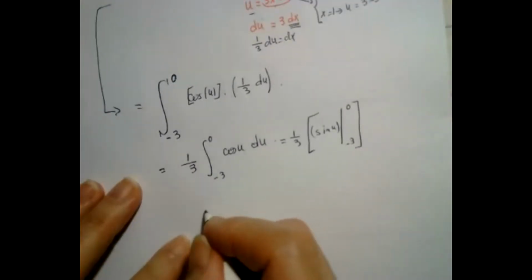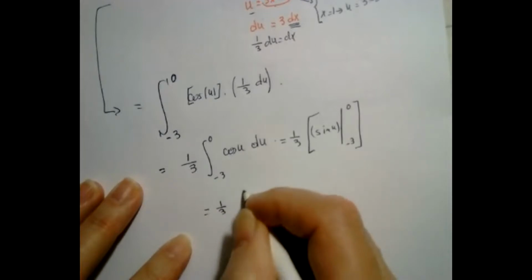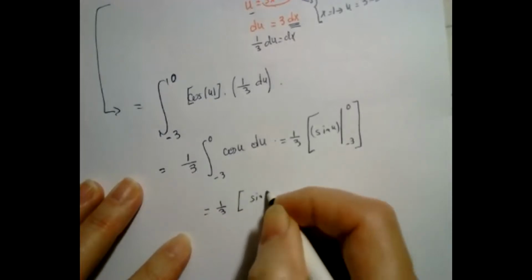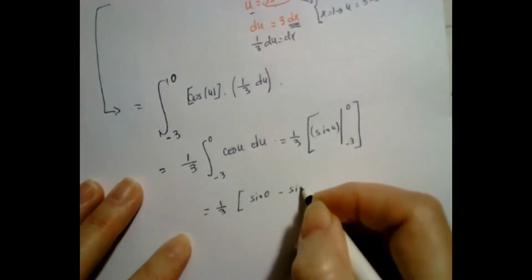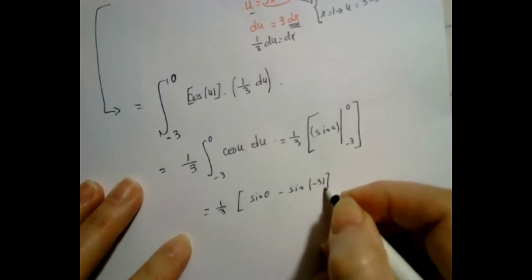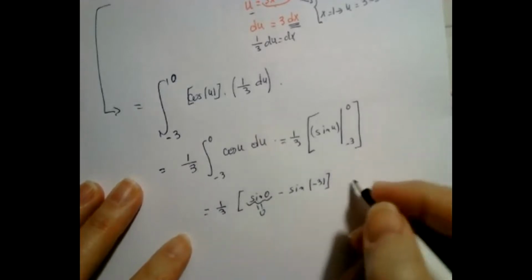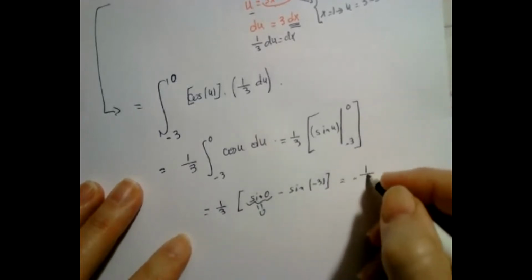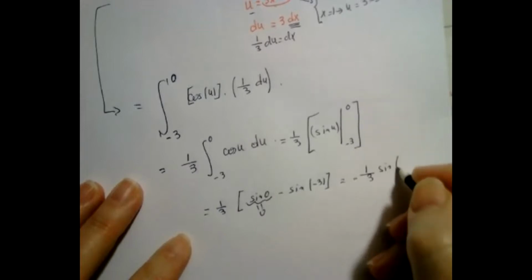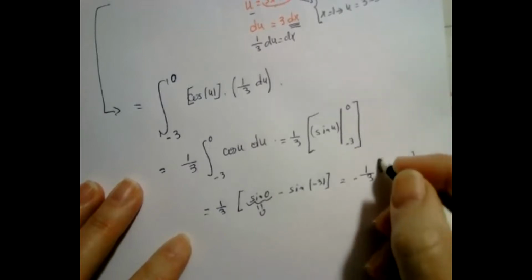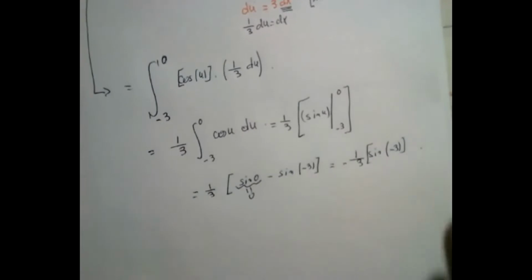So finally, this is going to be equal to 1/3 times sine of 0 minus the sine of minus 3. And the sine of 0 is equal to 0. This would give me minus a third the sine of minus 3. And a reminder that whenever we're working with sine and cosine in calculus, the unit is radian. It's never grade. It's never degree.